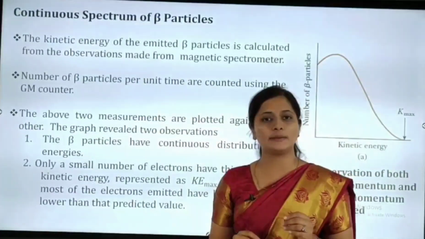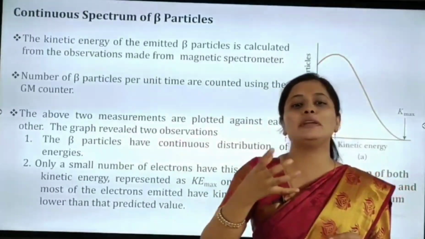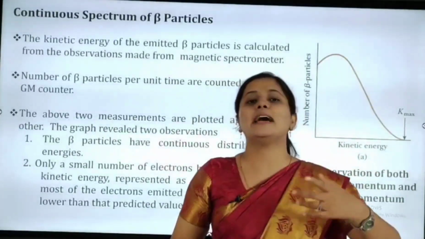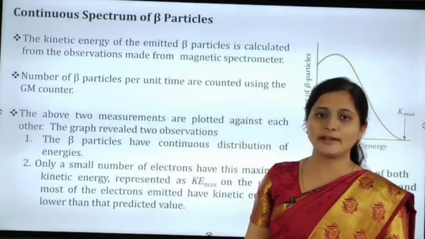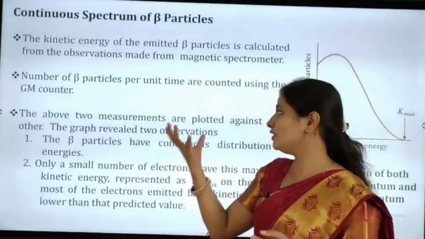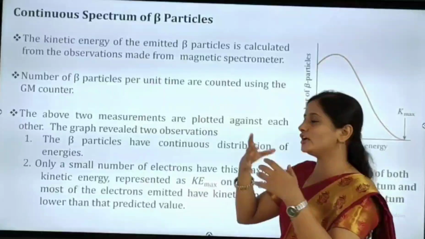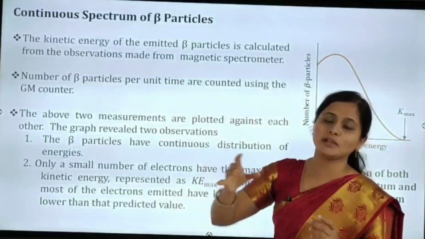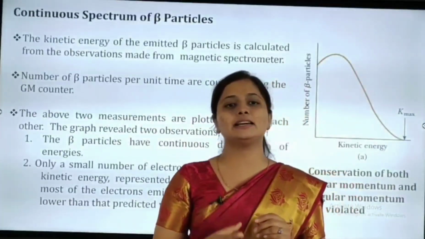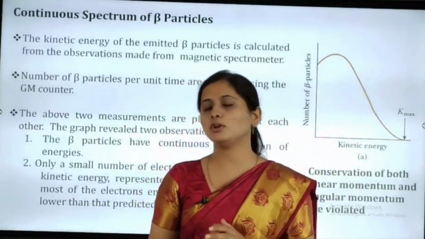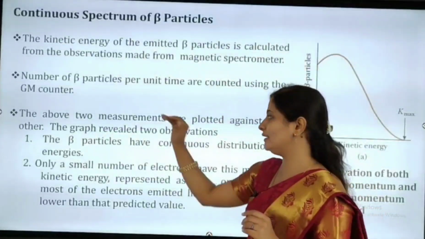In the continuous spectrum of beta particles we studied two points. In the first point, the kinetic energy of the emitted beta particle can be calculated by observation with the magnetic spectrometer. In the second, the number of beta particles radiated per unit time can be counted by the GM counter. The GM counter is nothing but a Geiger-Müller counter. These are the two observations.